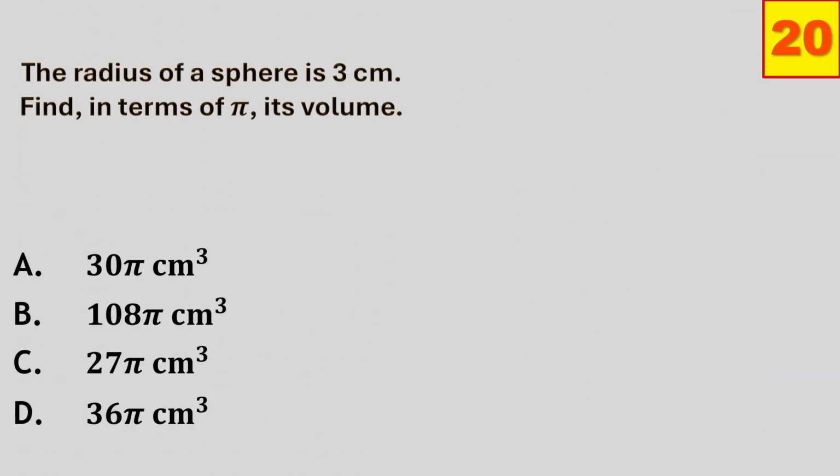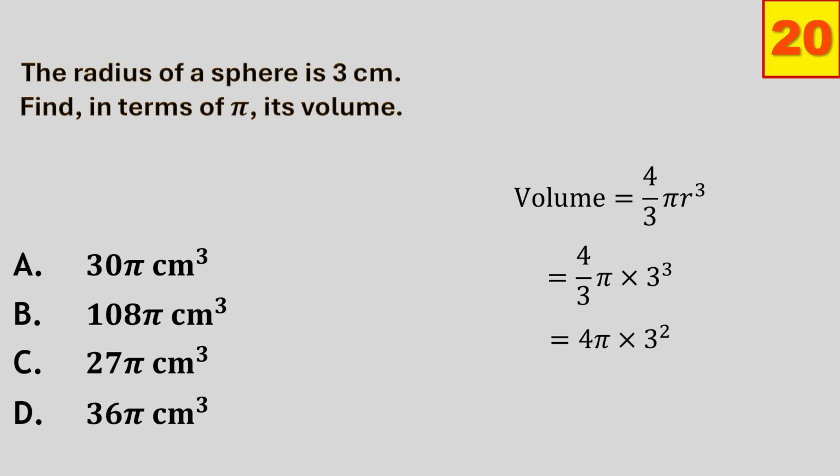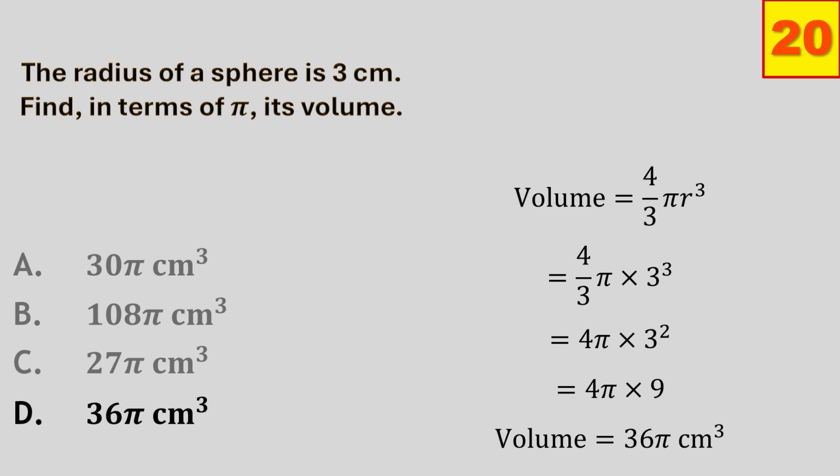The radius of a sphere is 3 centimeters. Find in terms of pi its volume. The formula for the volume of a sphere is 4/3 pi r cubed. So the radius is 3 centimeters. 3 cubed divided by 3 is 3 squared. 3 squared is 9 and 4 times 9 is 36. So the answer is 36 pi centimeters cubed.